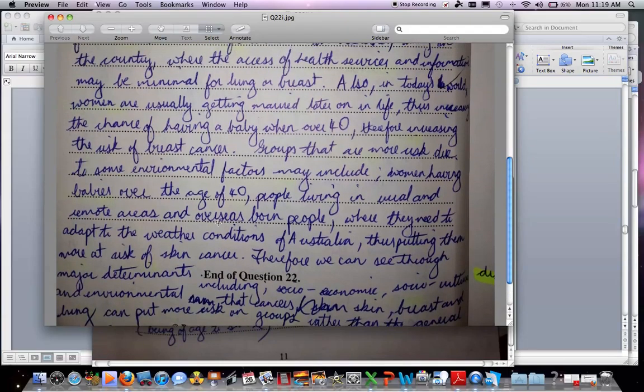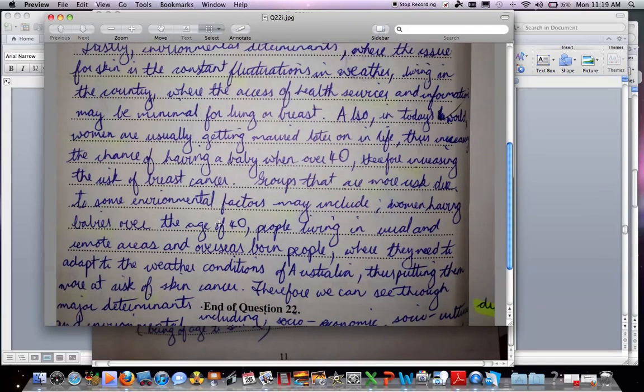So all in all, reasonably well done, but the clarity of responses was required so that each of those cancers were discussed in terms of the determinants and then the groups at risk for each of those. Those students who were able to do that in an ordered fashion were able to get some good marks here.